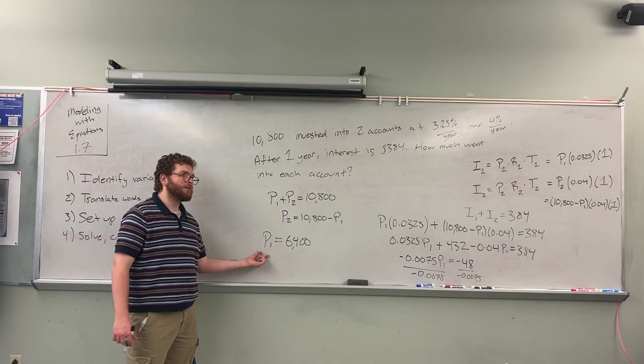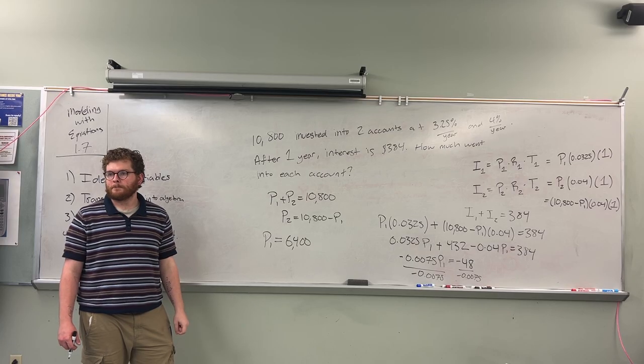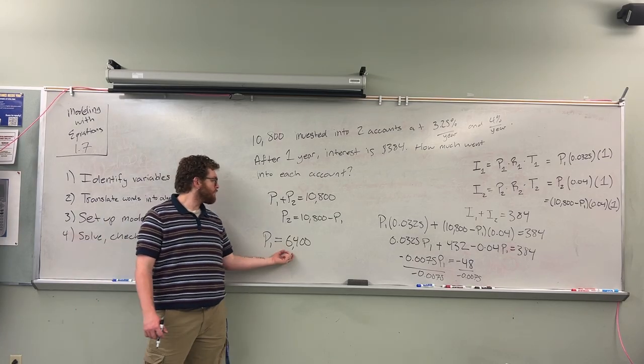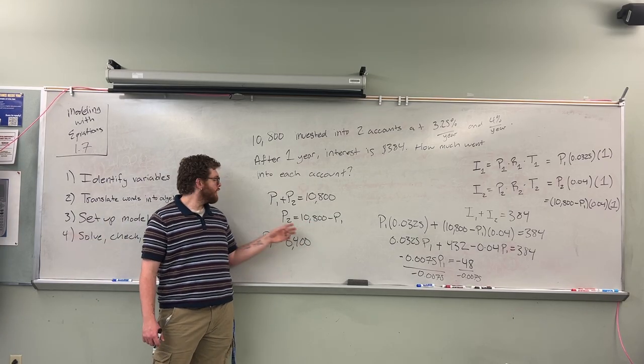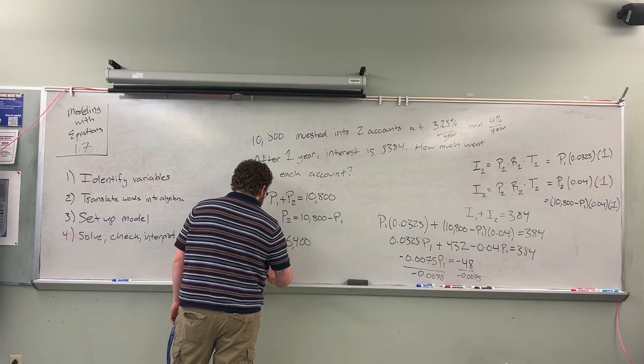So I've got P1. How do I get to P2? Subtract it from the original. Yeah, subtract this from the original principal. I just have an equation that cleanly relates the two.